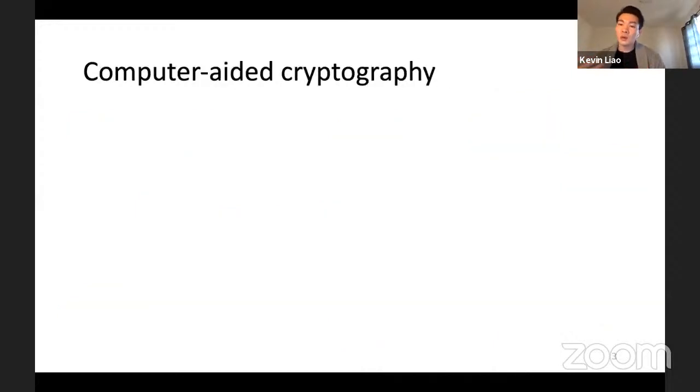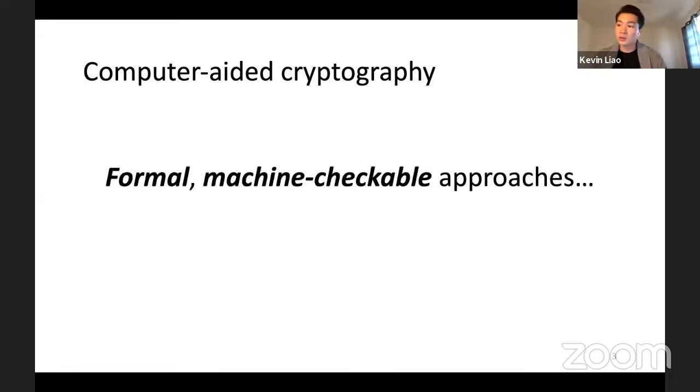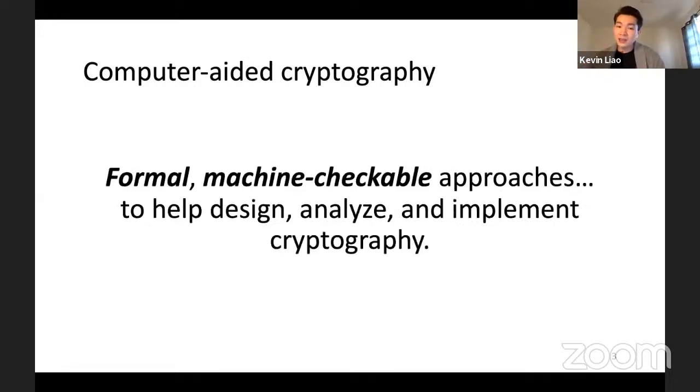And this brings us to computer-aided cryptography, which is an active area of research that aims to address these challenges. But what exactly do we mean by computer-aided? You know, we've long used computers to develop cryptography. So by computer-aided, we're referring to formal, machine-checkable approaches to help in the design, analysis, and implementation of cryptography. And one of the main goals of computer-aided crypto is to improve security without sacrificing the things we care about, such as interoperability and performance.